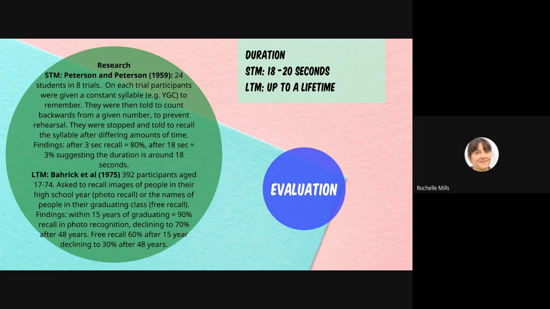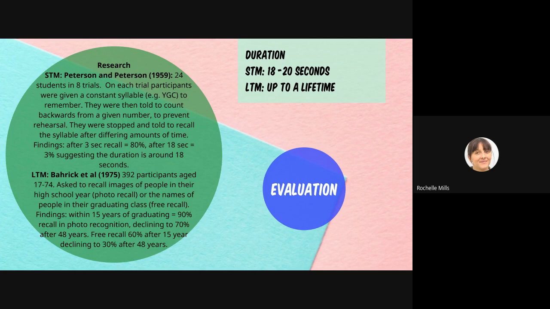They found that after 3 seconds, recall was around 80%. After 18 seconds, recall was around 3%. So you can see that it drops significantly, and it suggests that the duration is around 18 seconds, because after 18 seconds, it was much, much lower.